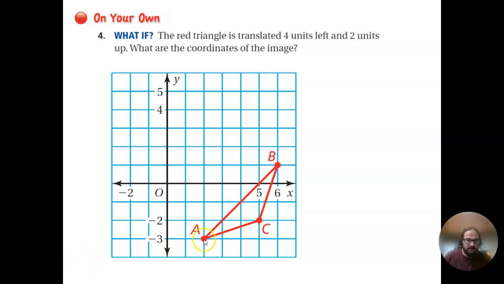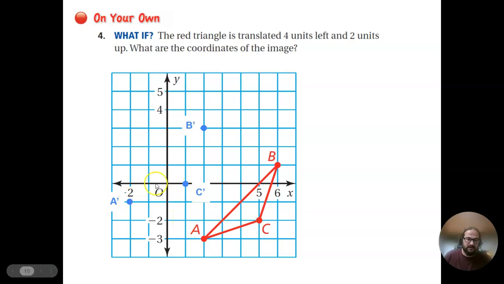We're going to go 4 units to the left, 2 units up, and that's where A prime will be. Then from B, we're going to go 4 units left, 2 units up, and that's where B prime will be. And then from C, 4 units left, 2 units up, and that is where C prime will be.